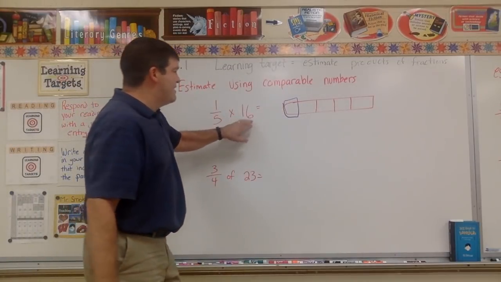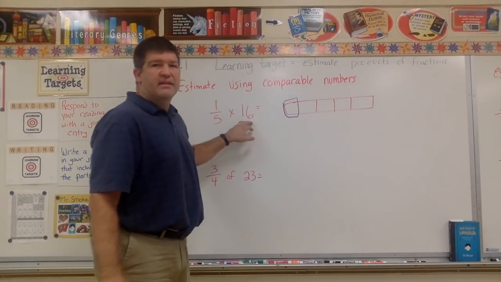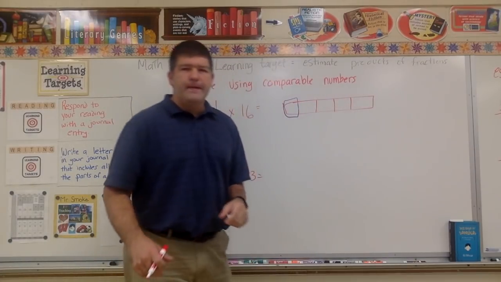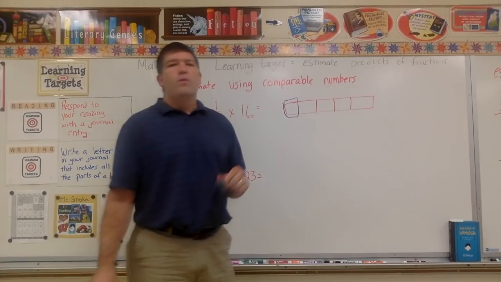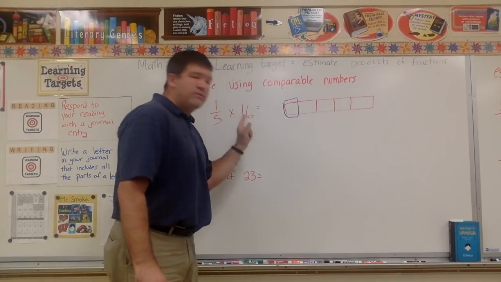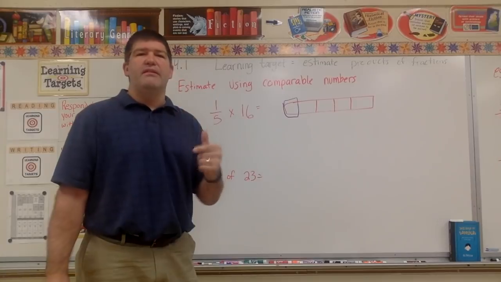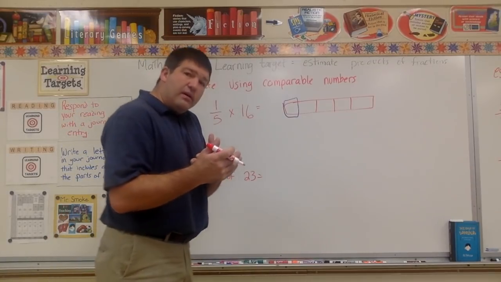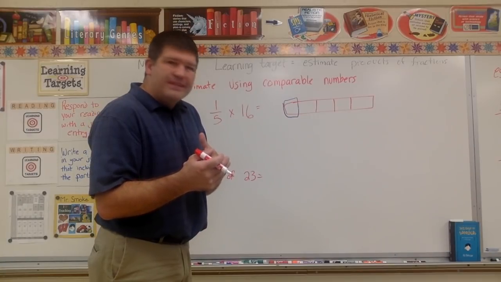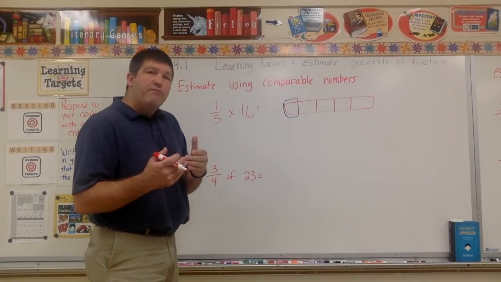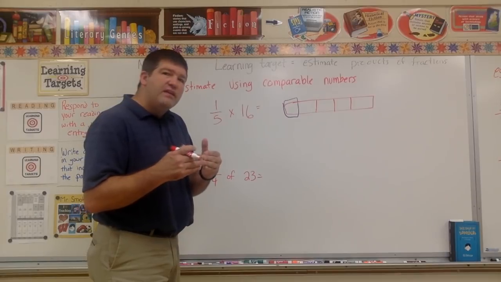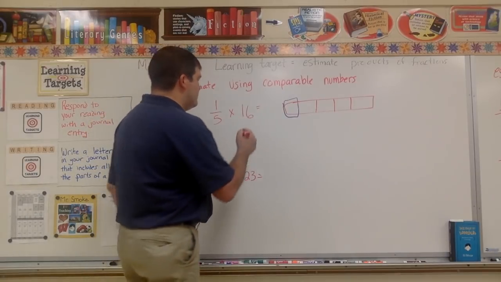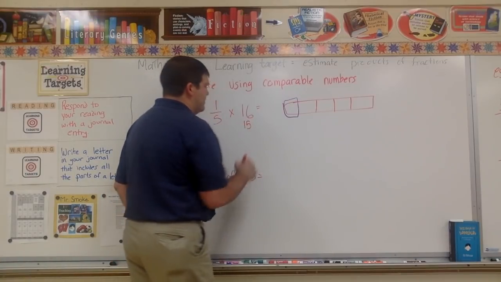But it's of 16. So 16. Does 16 go evenly into 5? No. What number really close to 16 goes evenly into 5? If I go up 1, I go to 17. No. If I go down 1, 15. Does 15 go evenly into 5? It does. So I'm going to change this to 15.